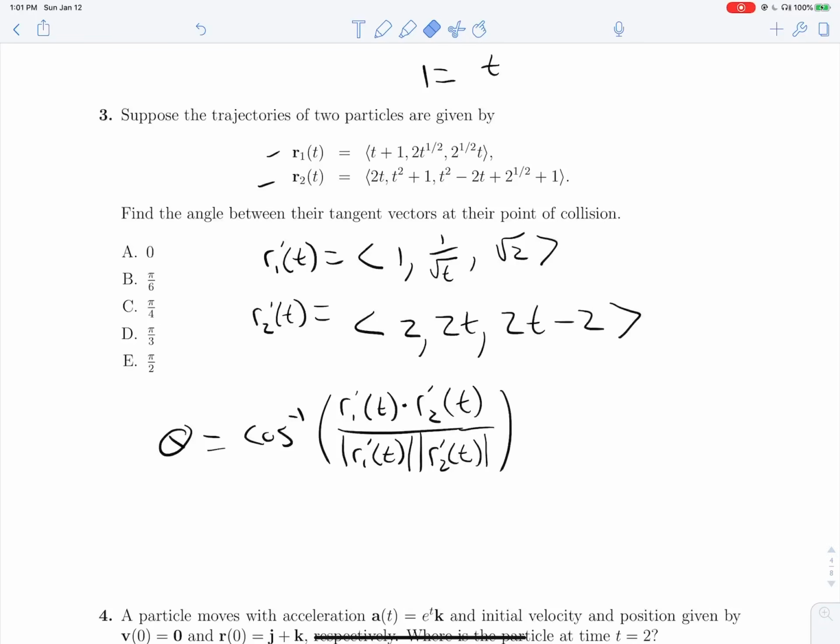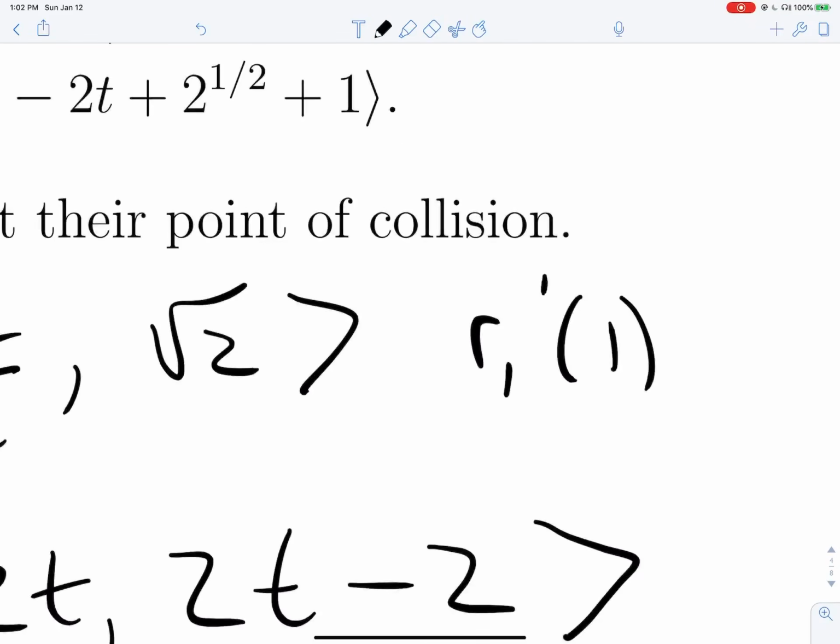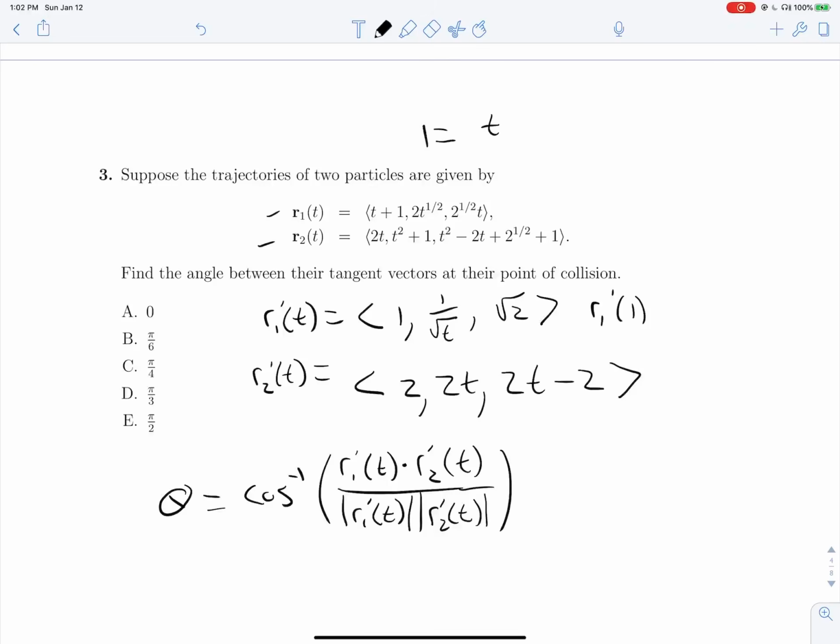So r1 prime at 1, that notation looks absolutely terrible. r1 prime at 1 is going to be 1, 1, root 2, whereas r2 prime at 1 is going to be 2, 2, 0.